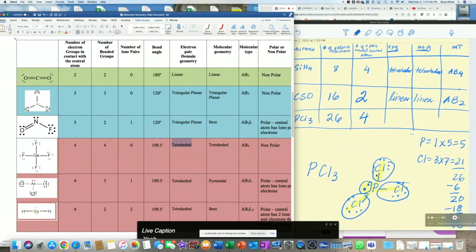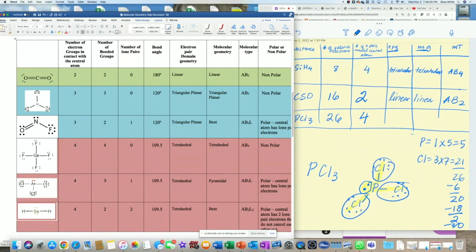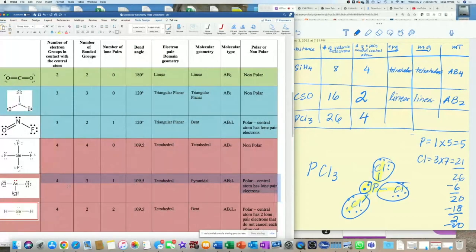While we have four groups, only three of those groups are bonded groups, right? So that goes with this right here. Three are bonded groups, one is a lone pair. So we truly are using this row right here. Everything we need is in the row down here. What do we need? Electron pair geometry. Electron pair geometry considers all the groups regardless of what they are.